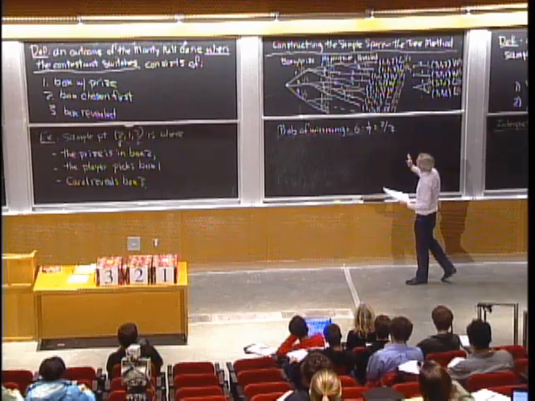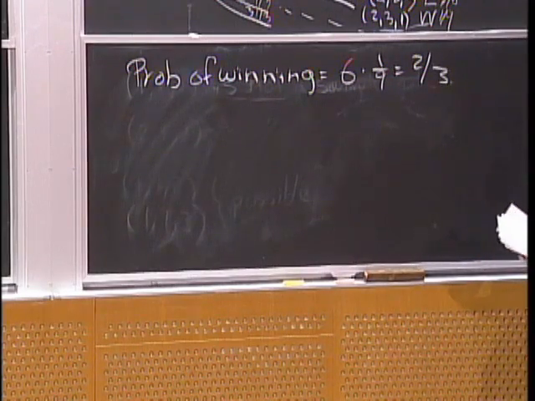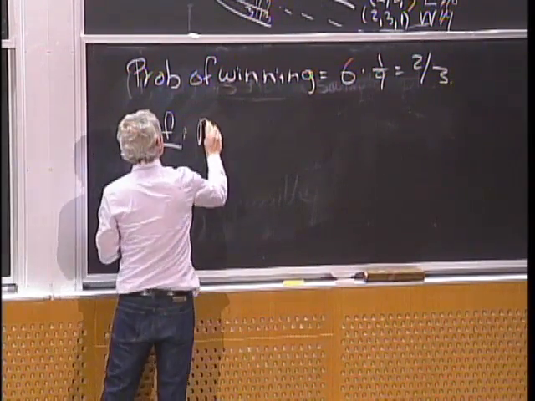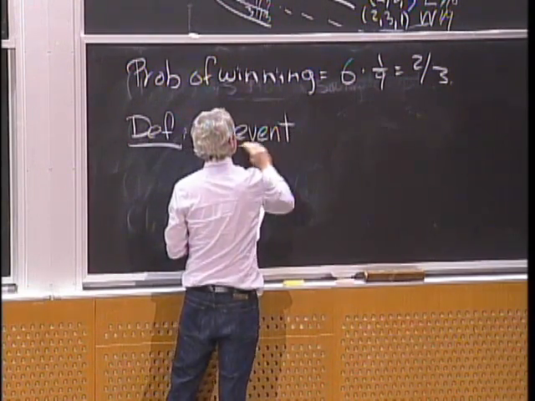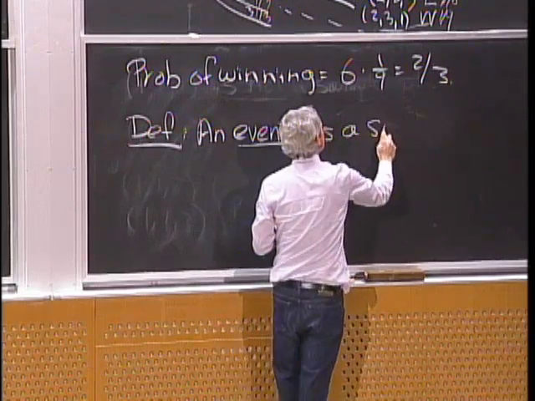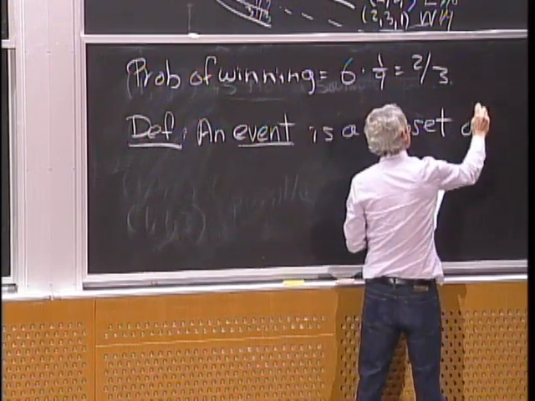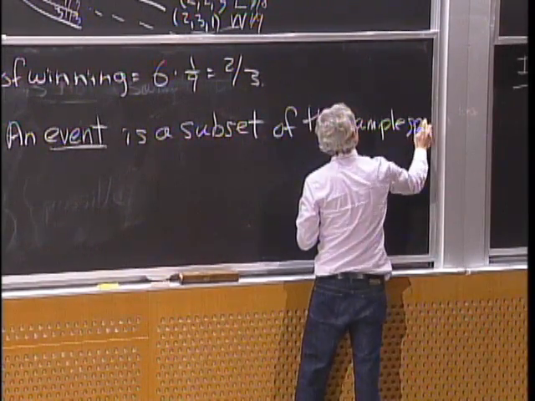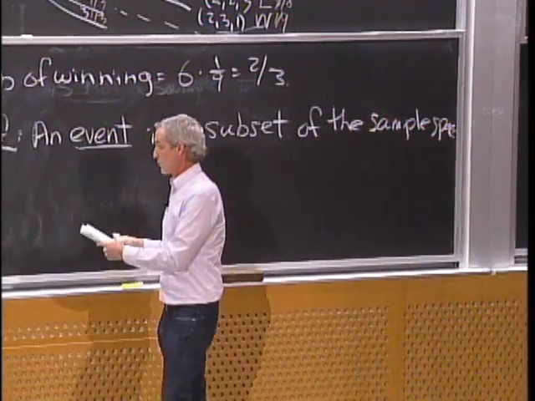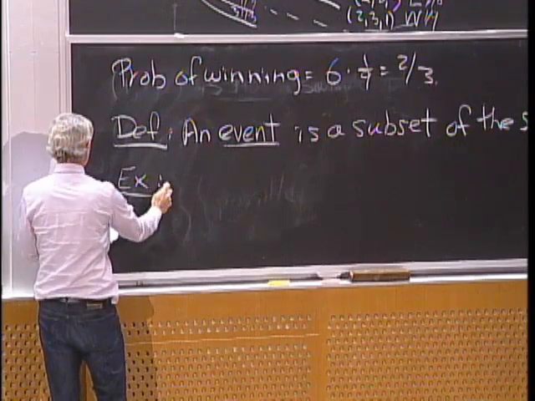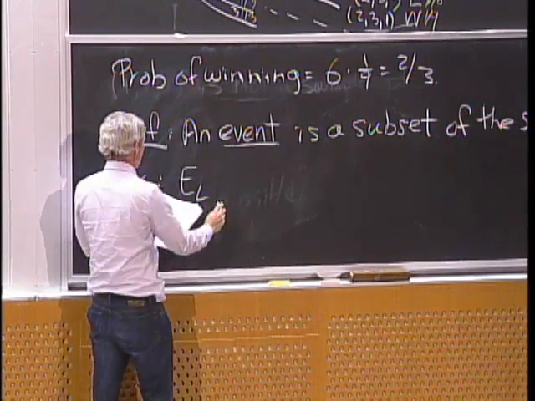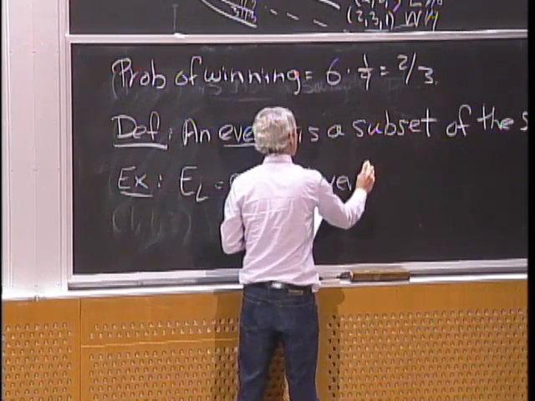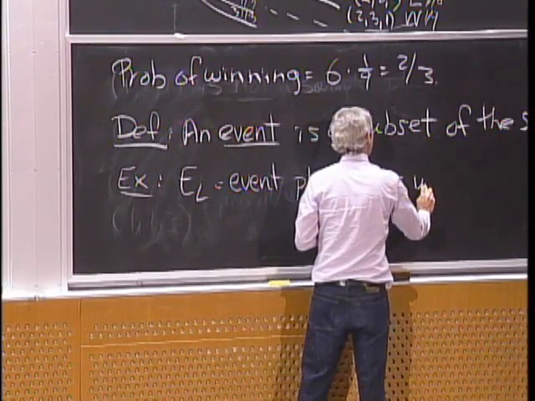Now, in general, if you want to know the probability of any event, you can follow this same method. And let me define what an event is. An event is simply a subset of outcomes, a subset of the sample space. For example, we could define the event of losing. Let's call it E_L, for lose, to be the event that the player loses with the switch strategy.